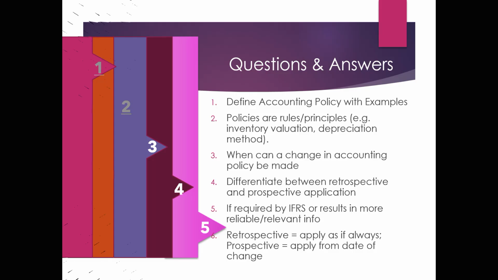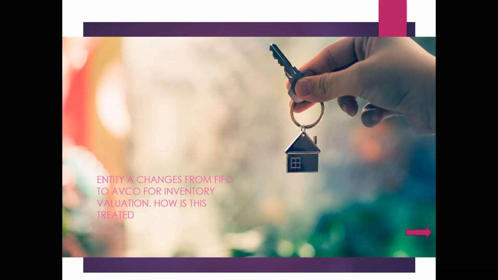So I'm going to ask more questions now. My next question is: entity A changes from first in first out to average weighted cost model for inventory valuation. That's AVCO, yes. So how is this treated? Is it a change in policy or a change in accounting estimate? Don't forget that I showed you this before when we were doing that. Note all these things down.